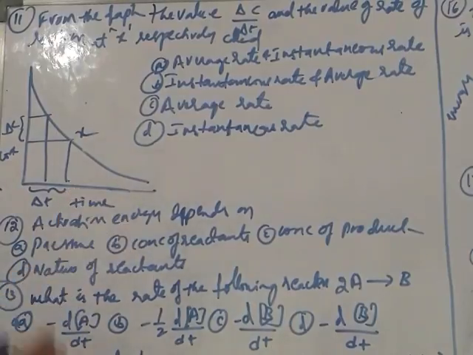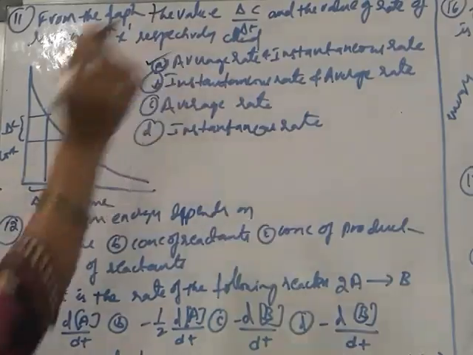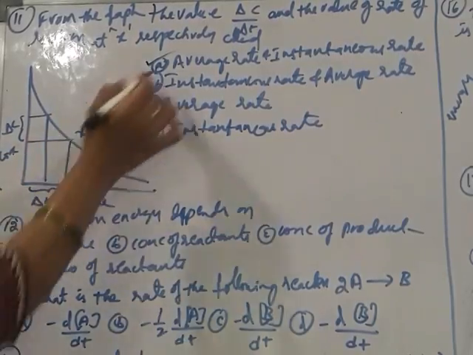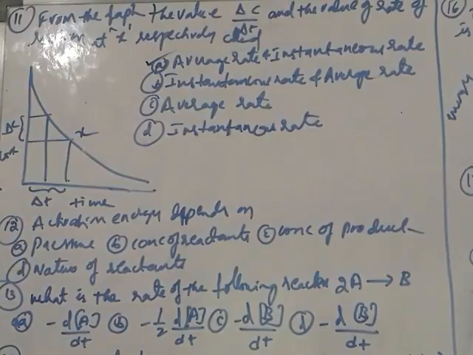So option A is correct. Average rate is represented by delta C by delta T, and instantaneous rate of reaction is represented with X. Okay, option A. Next, activation energy depends upon.